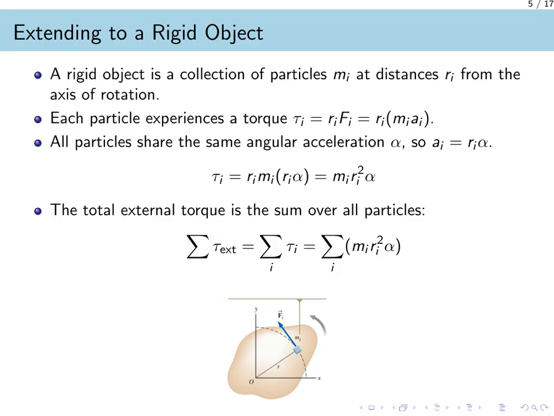Now here is the key insight for a rigid body. While each particle has its own tangential acceleration, a sub i, they all share the exact same angular acceleration, alpha. The relationship is that a sub i equals r sub i times alpha. By substituting this in, we find the torque on a single particle is m sub i times r sub i squared times alpha. To find the total external torque on the entire object, we simply sum the torques from all the individual particles. The total torque on a rigid body is the sum of the torques on all the particles that compose it.